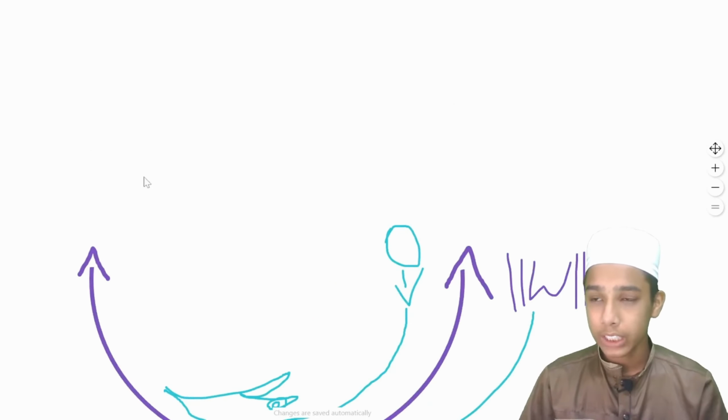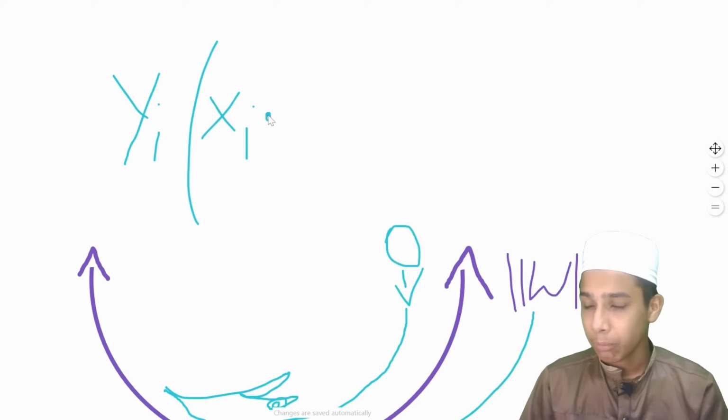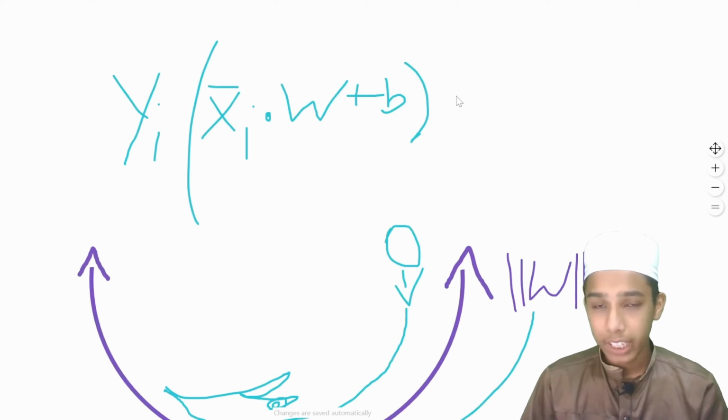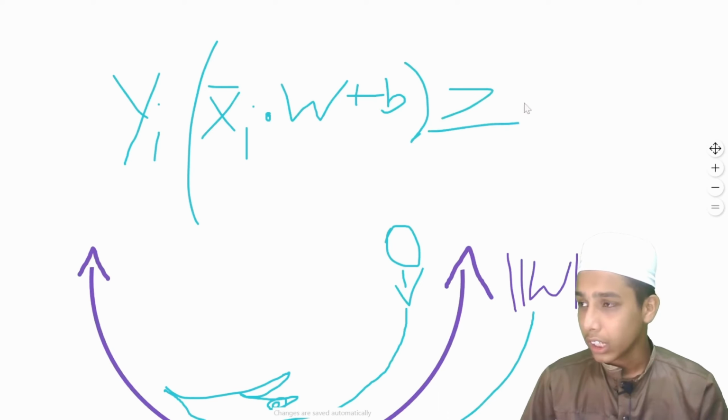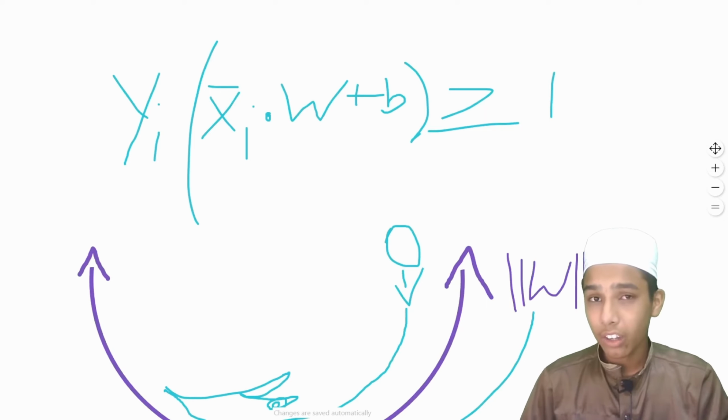If I show you here, the equation is y sub i, and in the brackets we are inputting the x sub i with the W. Let's say this is the point, and we have the W and then we are adding B, and we are keeping it greater than or equal to 1, right? So guys, rather than balls, we are just taking the magnitude of the vector W, where we are plugging in the equation y sub i into x sub i into W plus B greater than or equal to 1.